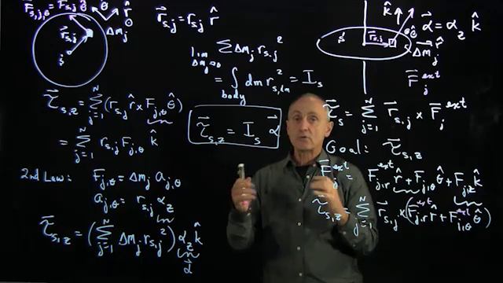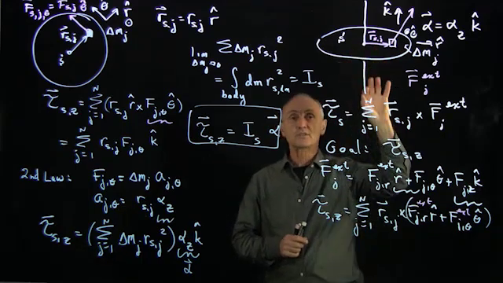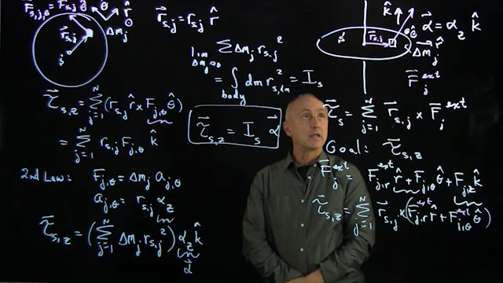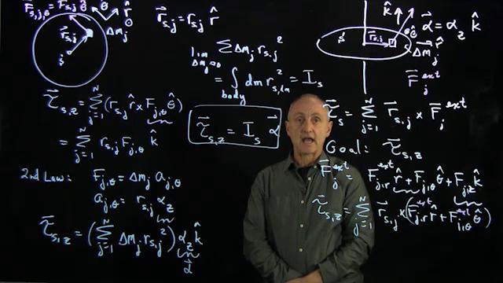And this is our crucial result for a body that's rotating about the z-axis. This result can generalize to not just a disk, but any body, looking at the z component for this fixed axis rotation.